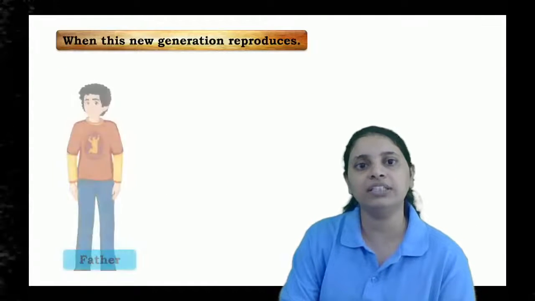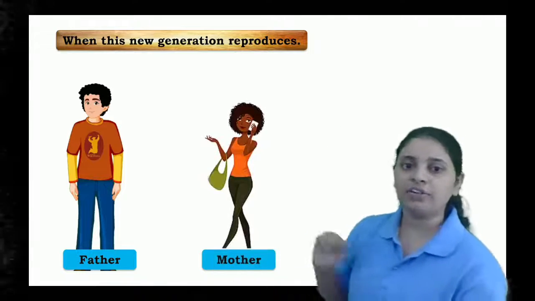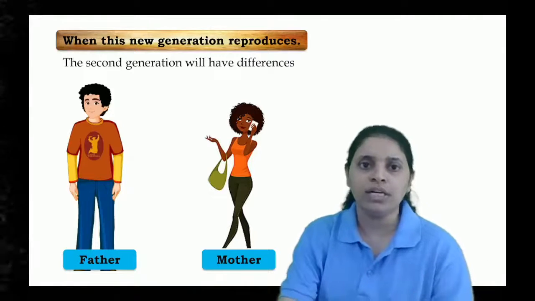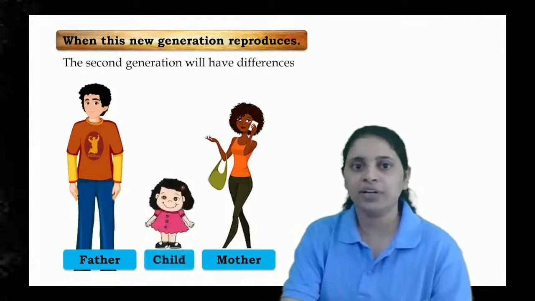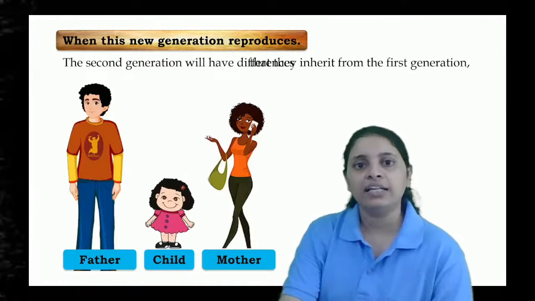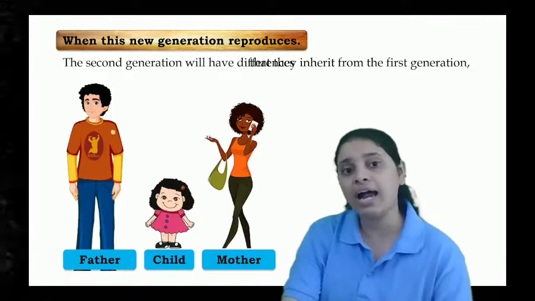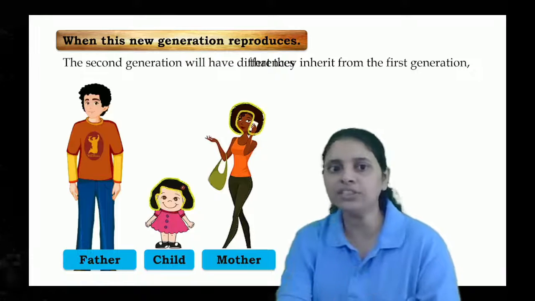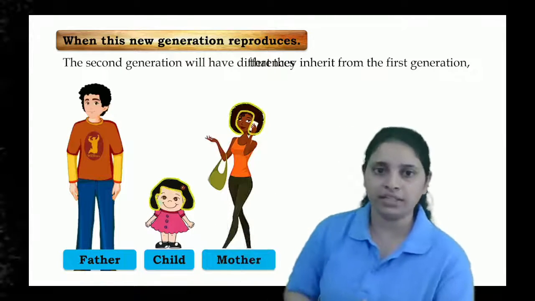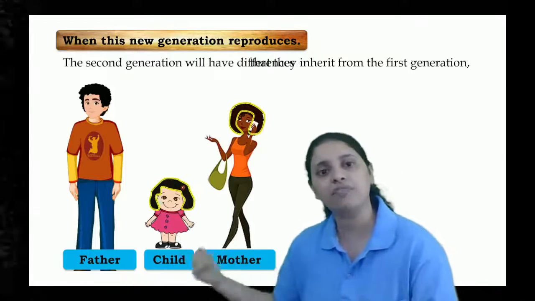So let's say when this new generation, now he is father, here we have the mother, right? And their child will have some new differences, right? Variations, like here you can notice, let's say here the skin color is inherited from father and some characteristics will be obtained from the mother, like let's say the hair type is basically inherited from the mother and skin color from the father.